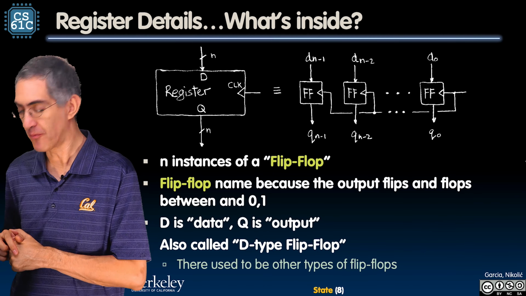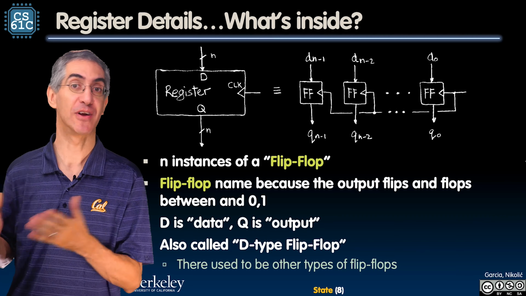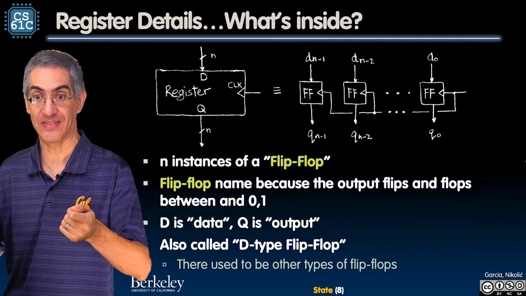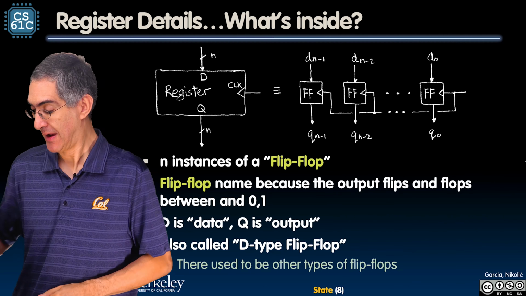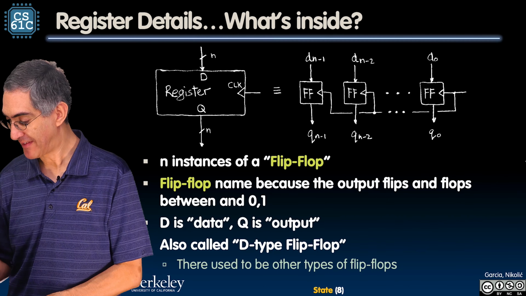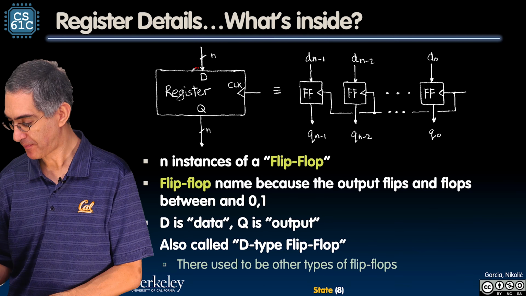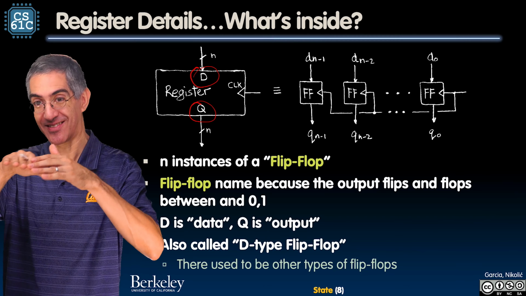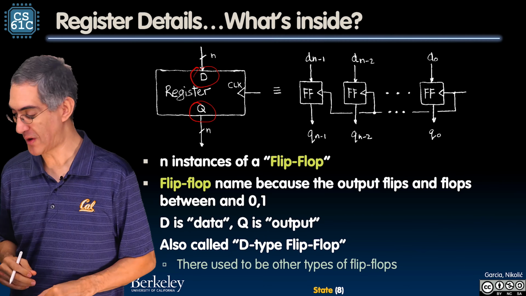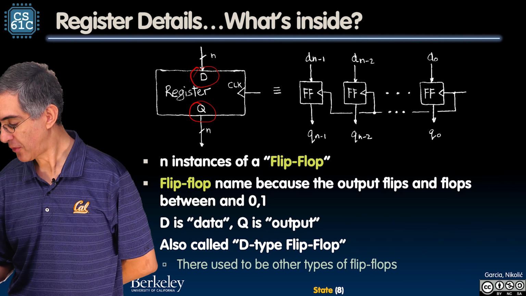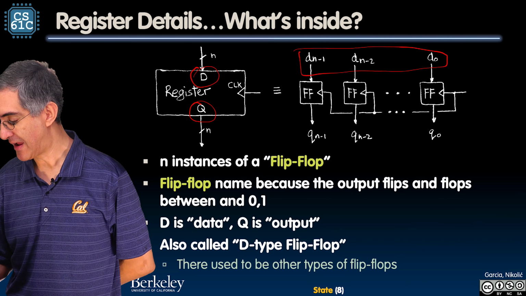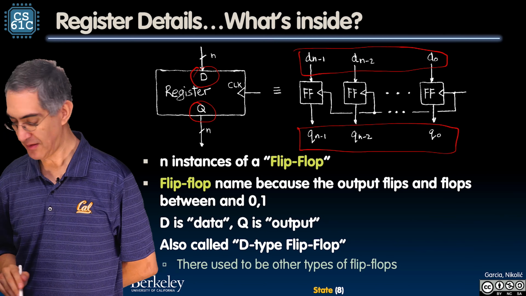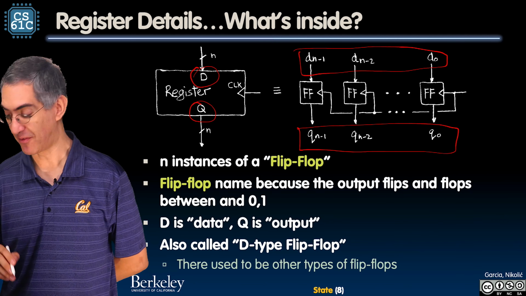An n-bit register is basically n 1-bit flip-flops in parallel. The input is called data, D for data, and the output is Q, which I think we call quiescent. It means it's stable. So here we have n inputs, d0 through dn minus 1, and n outputs of these 1-bit flip-flops.